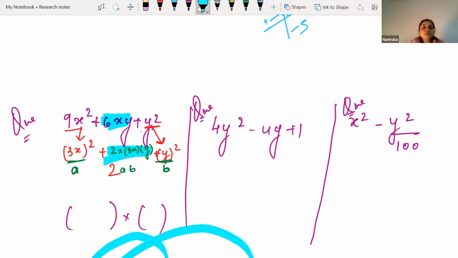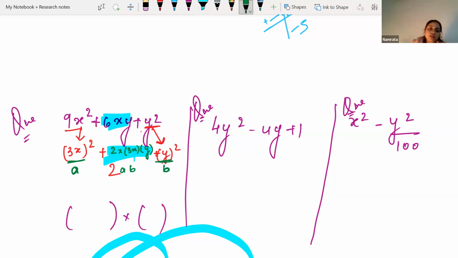Okay, so 2 into 3x into y, if you multiply, you can see it is 6xy, and yes, in the question also we have 6xy. So we have successfully broken the middle term. How? By looking at the question? No, by ourselves.